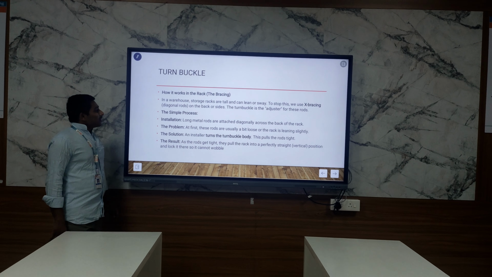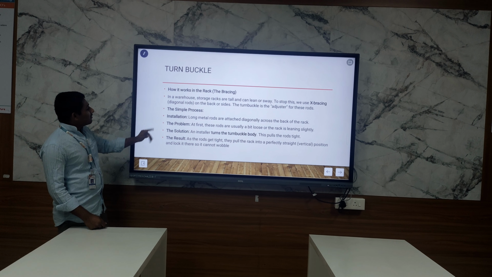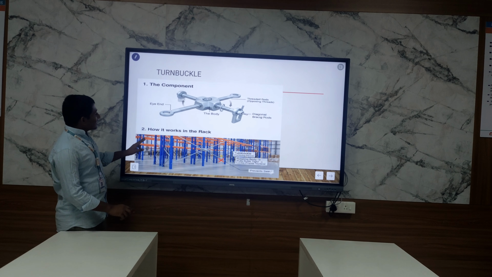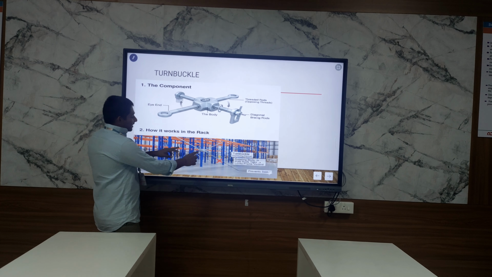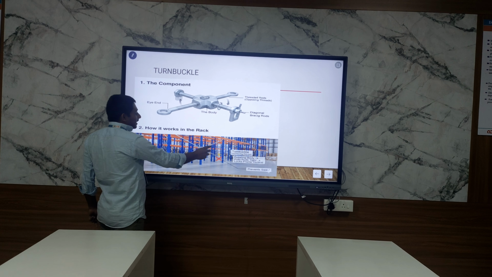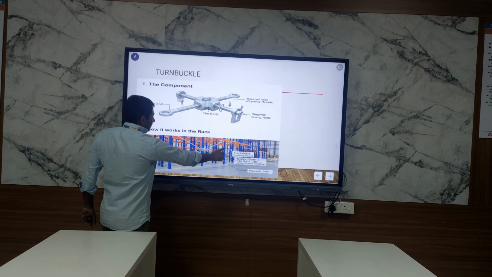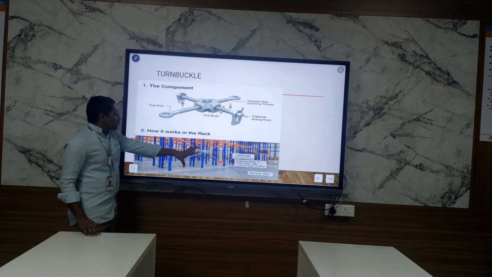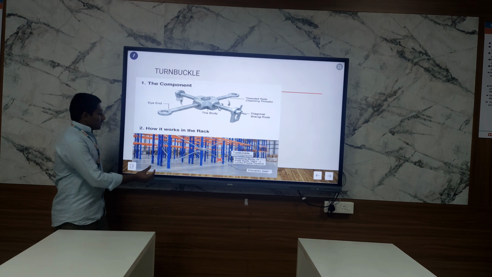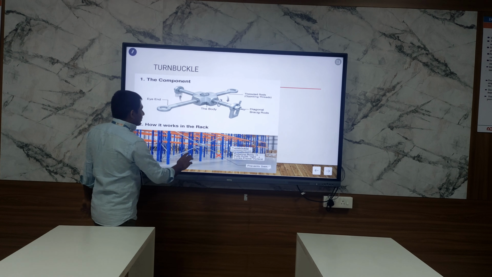In the rack system, how the turnbuckle acts, let me show. First, we have to install it in the X brace. If we see this diagram, these are the turnbuckles. This is the rotating part. If we rotate this part, then this will adjust the vertical brackets. Then it will hold all this rack in tension. That's why these vertical brackets do not sway away.